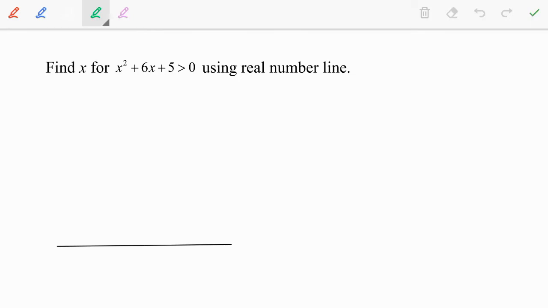In this video, we are going to solve quadratic inequalities. The question is asking to find x for x squared plus 6x plus 5 greater than 0 by using real number line. So we have x squared plus 6x plus 5 greater 0.